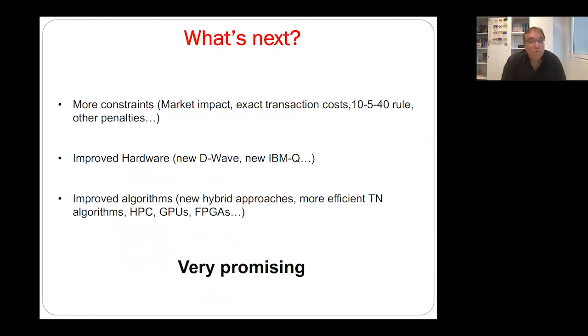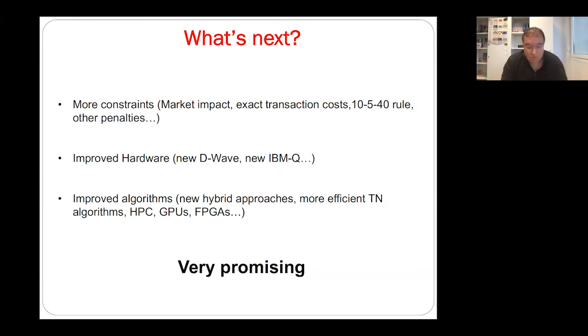And one could also improve the algorithms themselves. So one could think about new strategies of hybrid quantum classical algorithms for solving optimization problems. One could find more efficient tensor network algorithms, and also for these quantum-inspired algorithms, implementations on high-performance computing, on graphical processing units, on FPGAs, and so on. All this is going to bring acceleration, for sure.